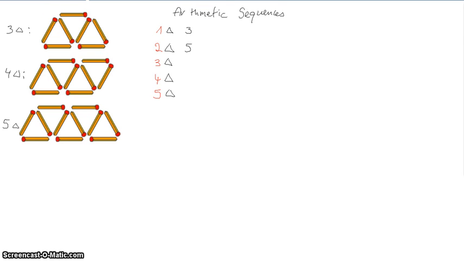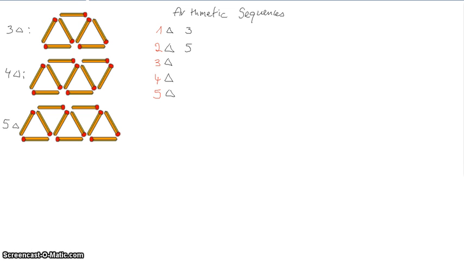Okay, so I will show you different kinds of sequences. First of all, starting with arithmetic sequences. Let's say we have a pattern here building up with matchsticks. This is my third pattern because I'm trying to make triangles, and you can see that at first I would have just one triangle, then I'm adding some matchsticks to make two triangles, and then eventually three triangles.